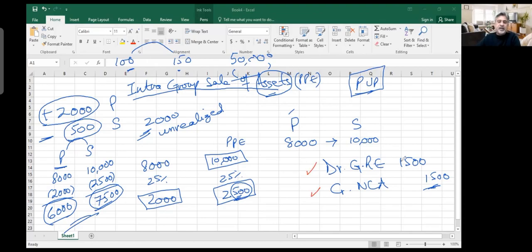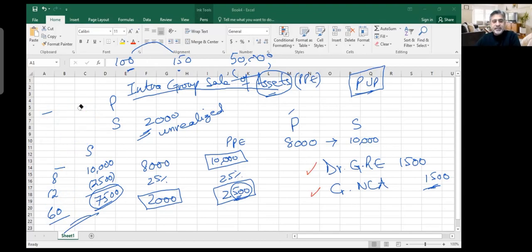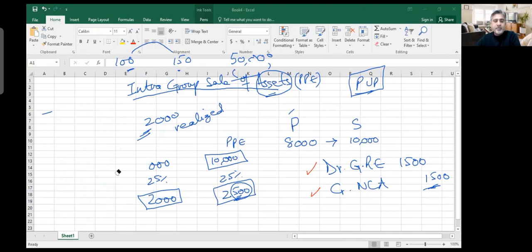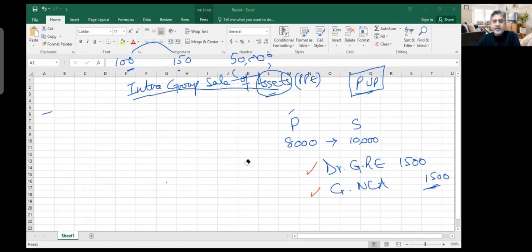So when you make this adjustment, this one transaction will require us to make adjustments like this. Let me just clear some part. What type of adjustments are we making? Group retained earnings, we are decreasing by 1,500. Group PPE or non-current assets, we are decreasing by 1,500.